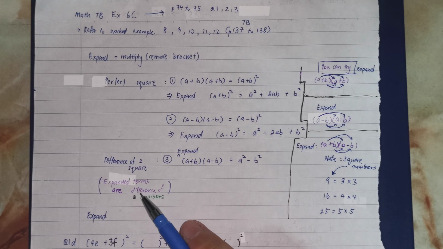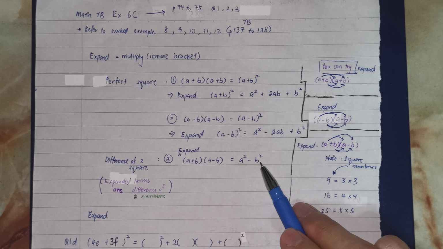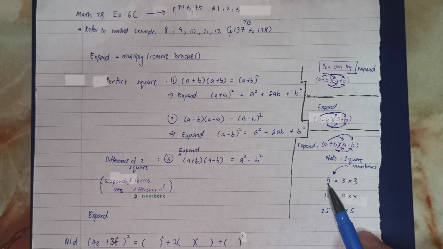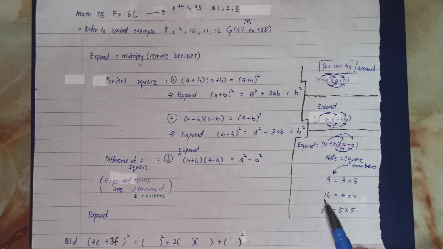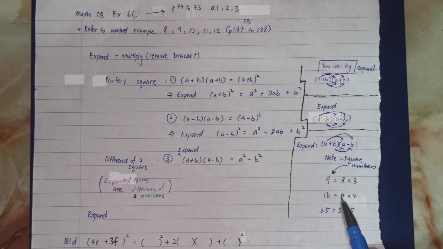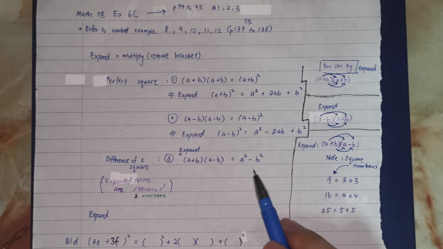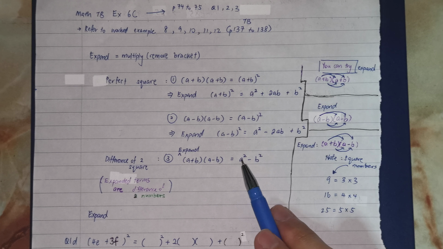Because after we expand it out, the expression will be a difference of 2 square, whereby a square is a square number. For example, 9 is a square number because it's 3 times 3. 16 is a square number because it's 4 times 4. So you multiply the same number together and the answer will be the square number. So difference of 2 square is a square minus b square.